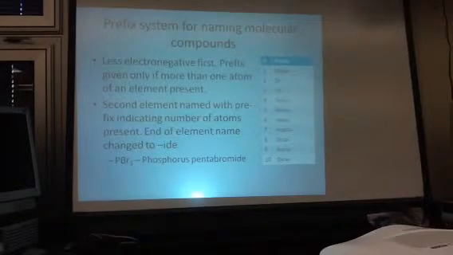Also, whatever the second element's name is, it changes its ending to an IDE, just like in ionic compounds. PBr5, phosphorus pentabromide. In your molecular geometry lab, you had PCl5.